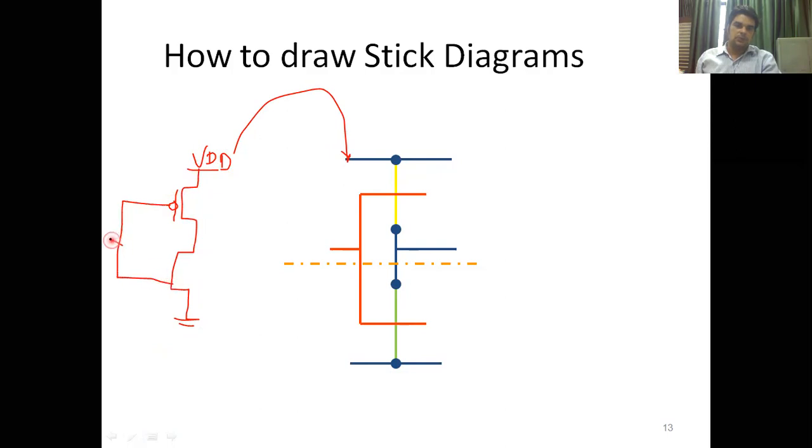This is your NMOS transistor. This is the NMOS transistor. Remember, we could do one thing. I will tell you later. So let's say this is your... So how to draw the diffusion line? P-type diffusion line will be drawn here like this, by blue, by yellow. And N diffusion line will be drawn here, which will represent drain and source.